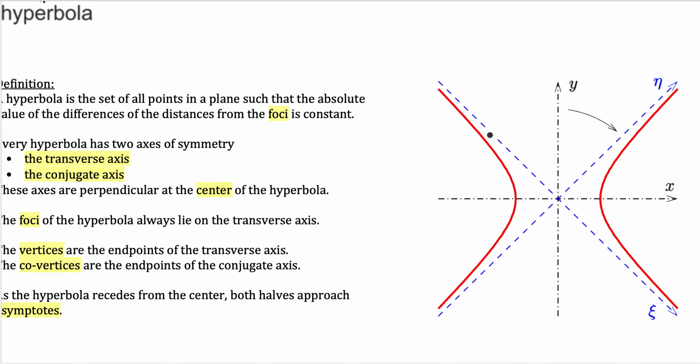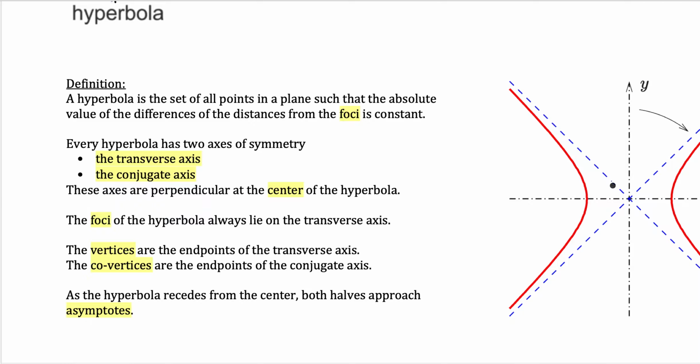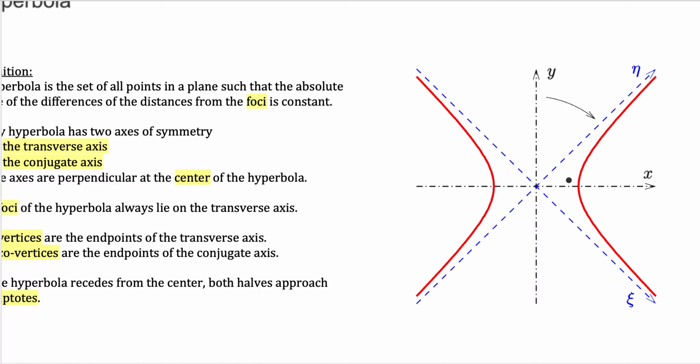So this is a hyperbola. It's a horizontal hyperbola because it goes right and left. So that's how I know it's horizontal. It would be vertical if it looked like that. So let's talk about what all of these things are.